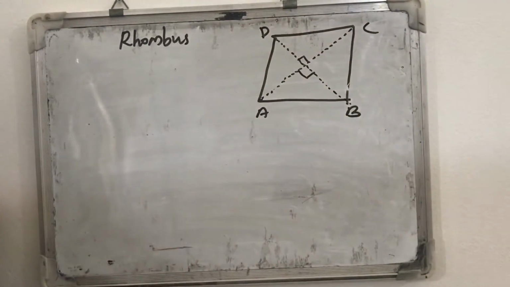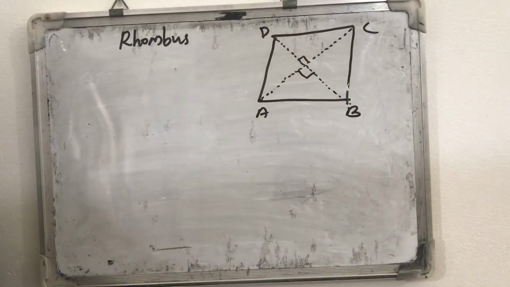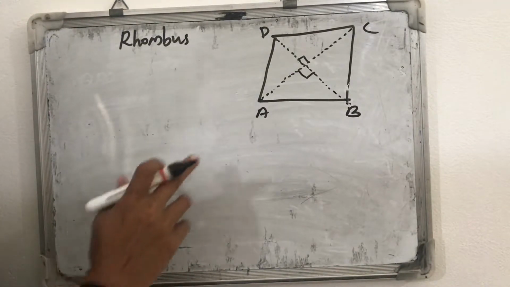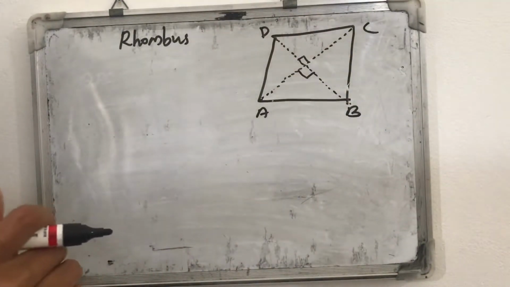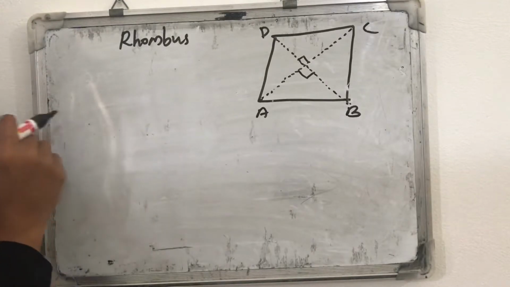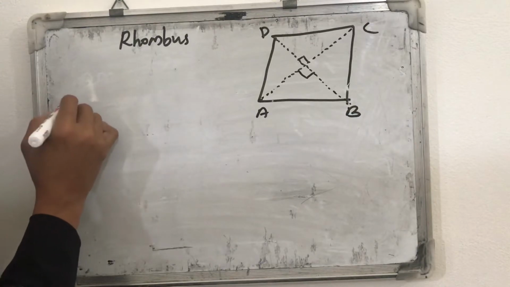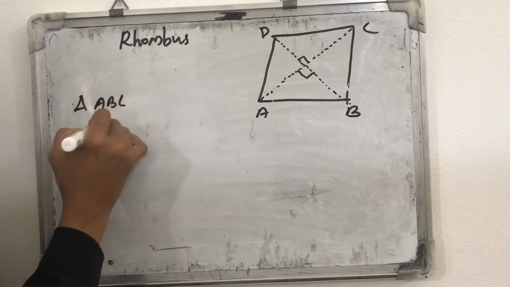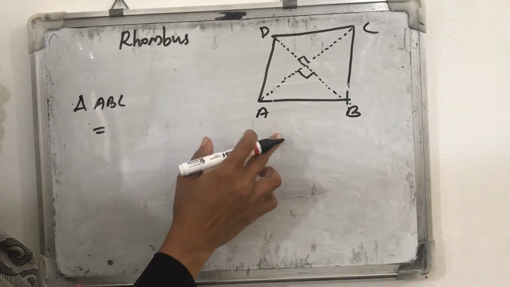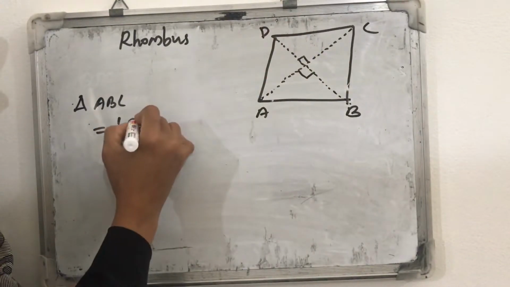So for finding the area of this rhombus, here also we are splitting it into the area of triangle ABC and triangle ADC. So first we can find the area of triangle ABC. What is the equation for finding the area of a triangle? Half into base into height. So half into, here the base is AC.